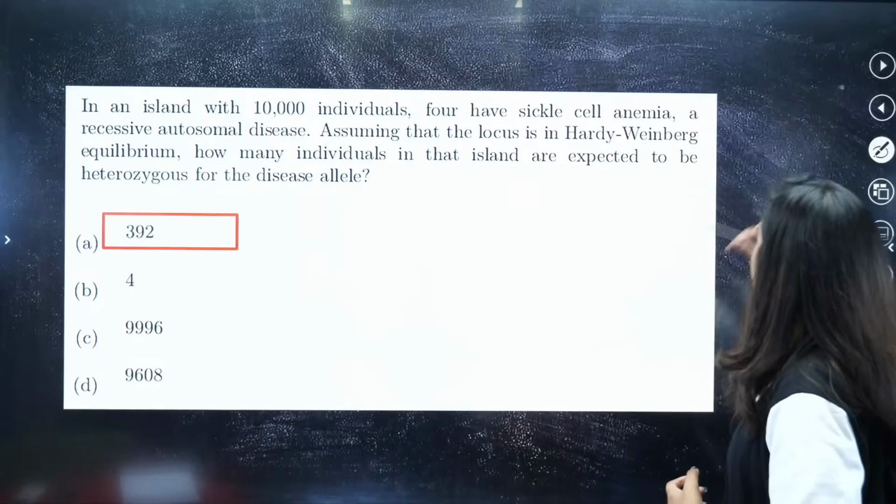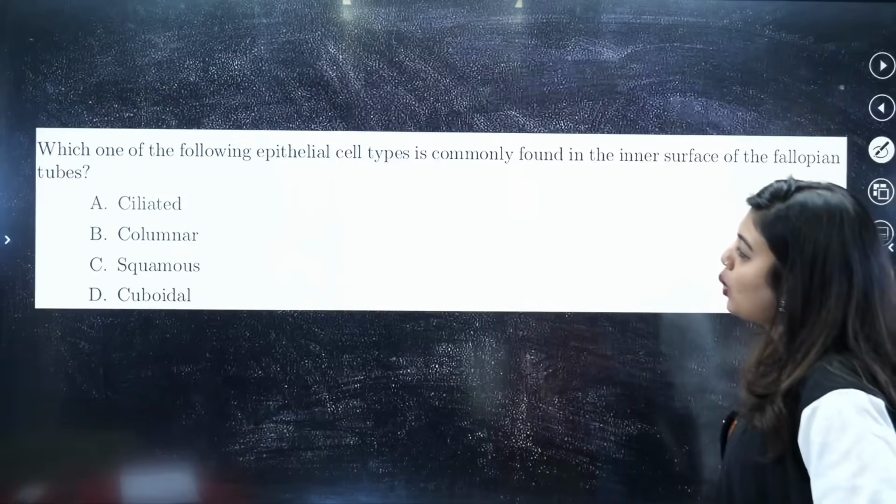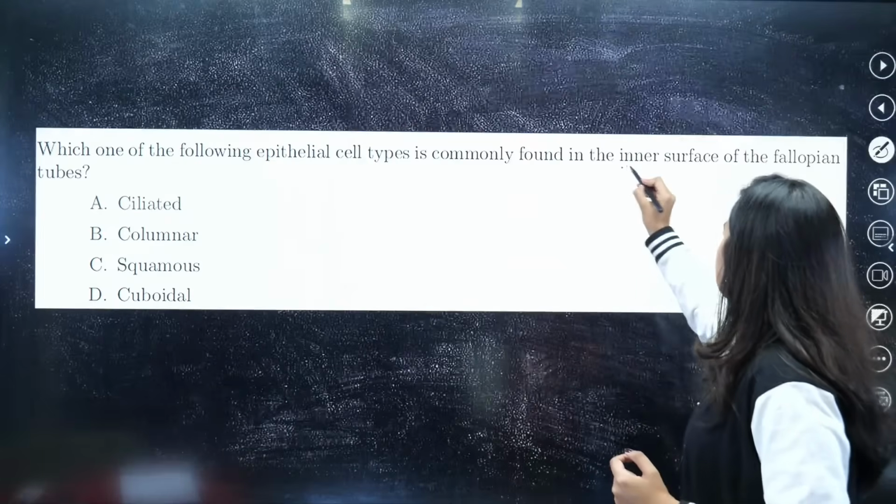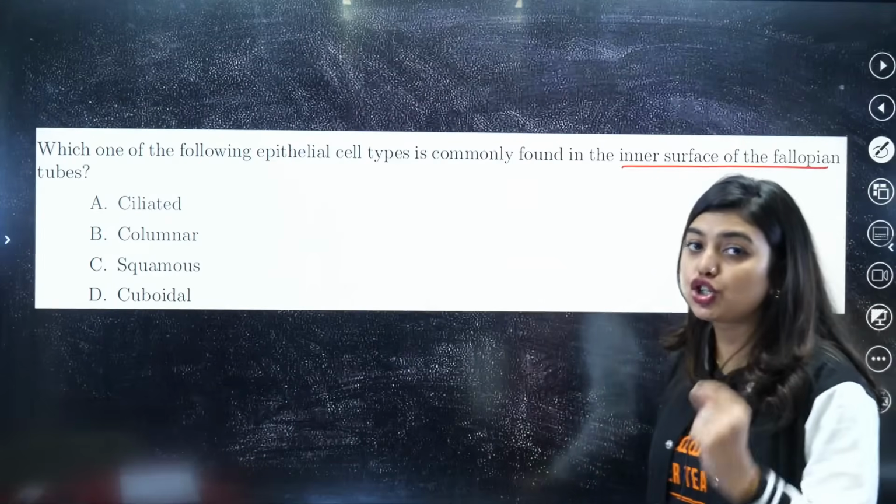Okay, so the answer is 392. Next one. Which one of the following epithelial cells is commonly found in the inner surface of the fallopian tubes?